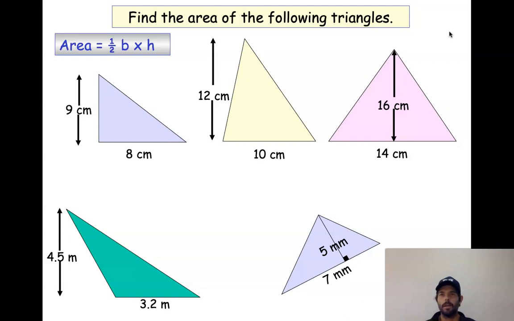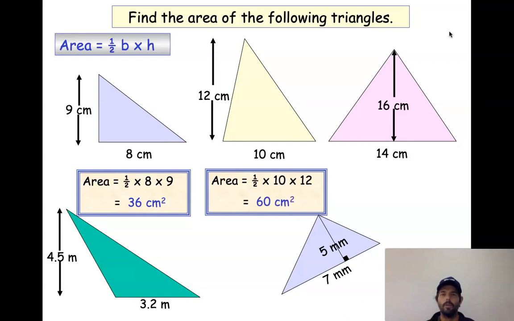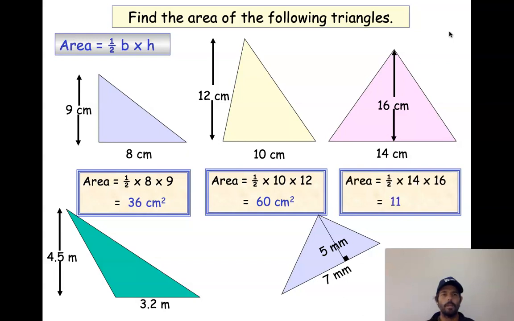So, half base times height: 9 times 8 is 72. Half of 72 is 36. Next, area is half of 10 times 12, half of 120 is 60. Then half of 14 times 16; 14 times 16 is 224, and half of 224 is 112 centimeters squared. Notice the unit with the squared sign, please.